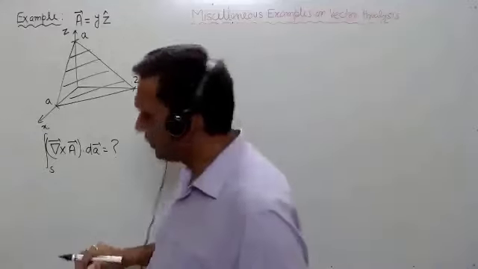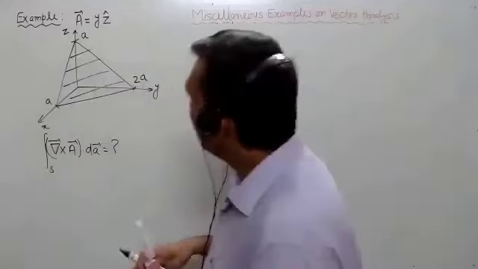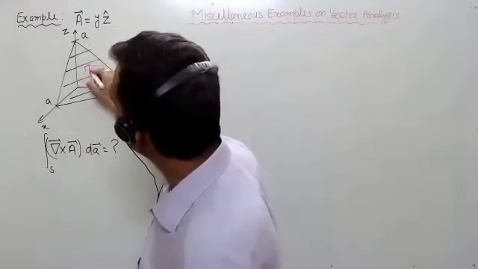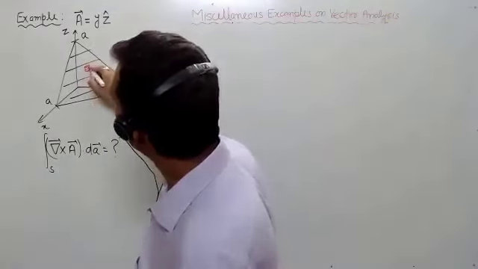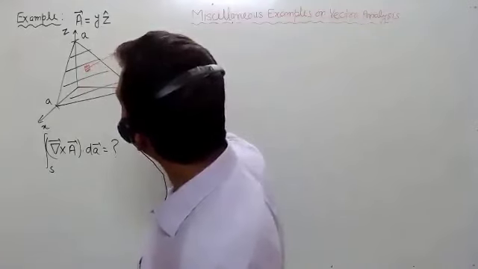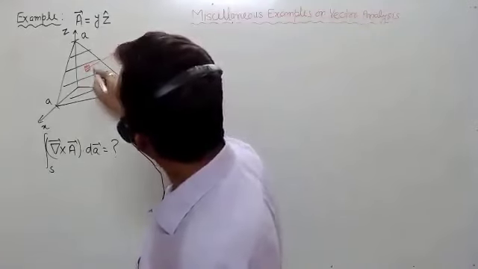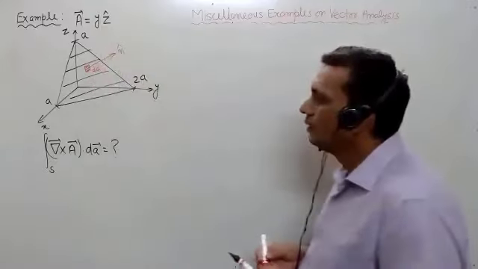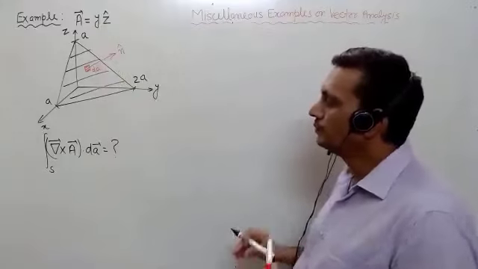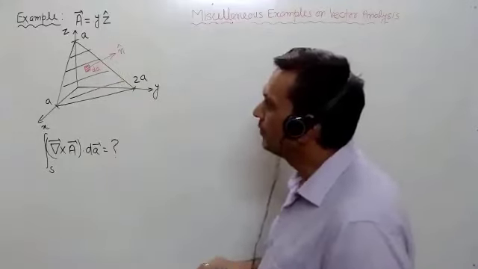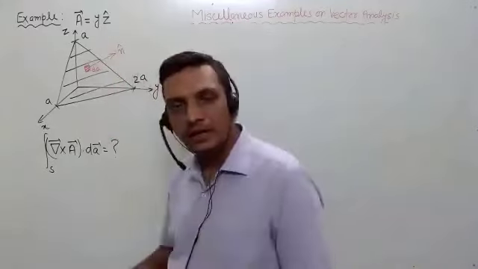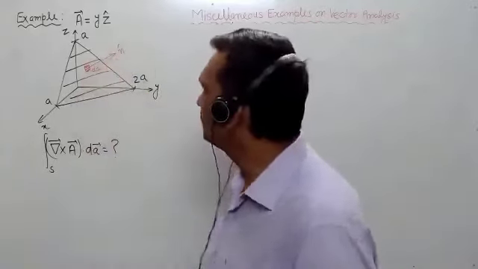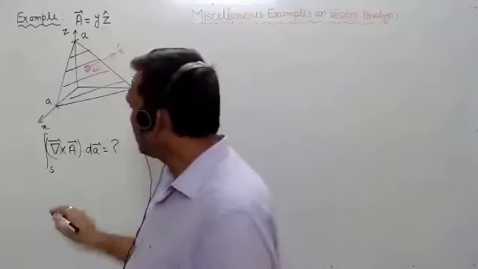So in this case, what will be dA? dA over this surface: this direction is n cap, and this area element will be dA over this surface. So you first have to find the dA vector, the n cap vector. What will be the unit vector normal to this plane? I have discussed this.